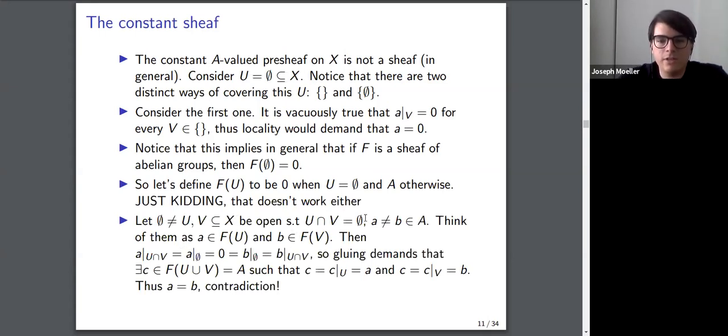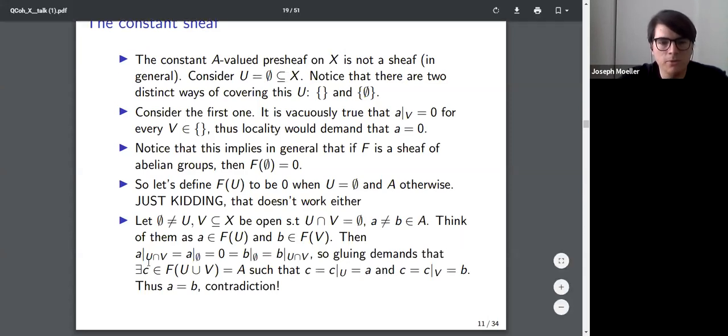And their intersection is empty. So these are 2 disjoint subspaces of X. Take 2 different elements of your group A, and think of little a as being assigned to U, and little b is assigned to V. So this is like a function on U and a function on V, except they're not really functions, they're just elements of the group. Okay, so what happens when you restrict A to the intersection of these 2 things?